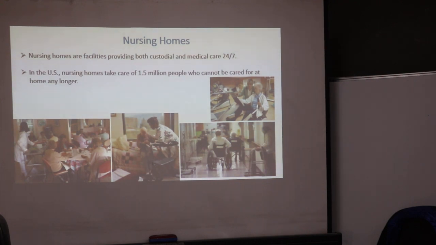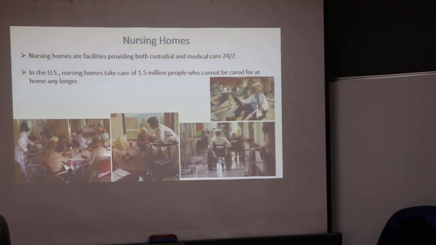So let's define nursing homes. Nursing homes are facilities providing both custodial and medical care 24/7. When I say 24/7, it's 24 hours, 7 days a week. The nurses usually have three shifts: one in the morning, one from morning to the evening, one from evening to the next morning. So there is always a nurse taking care of those residents.